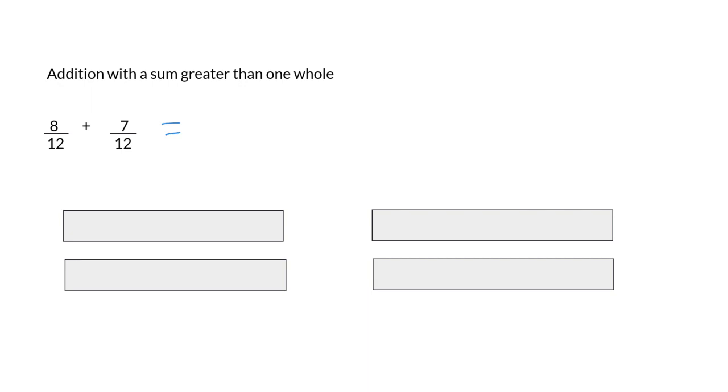Okay, first thing I'm going to do, I am going to represent 8/12 on this fraction bar, and then we'll do 7/12 on this fraction bar. Oops, sorry about that. My marker kind of messed up. Okay, so I'm going to start by partitioning this into twelfths.